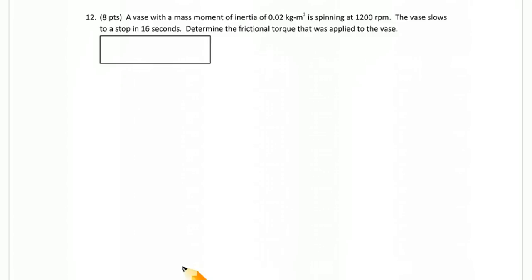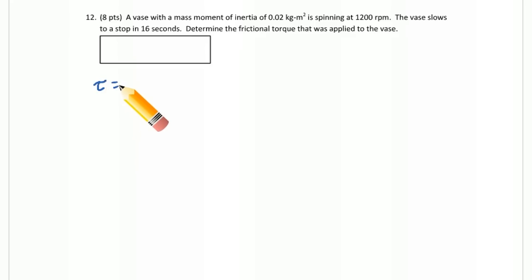Number 12 has a vase with a given mass moment of inertia spinning and slowing down. We want to determine the frictional torque that was applied to the vase to slow it down. So imagine it sitting on some sort of spinning table and going pretty fast, 1200 RPMs, and then something causing it to slow down. And that something would be some sort of torque. So we can determine that.